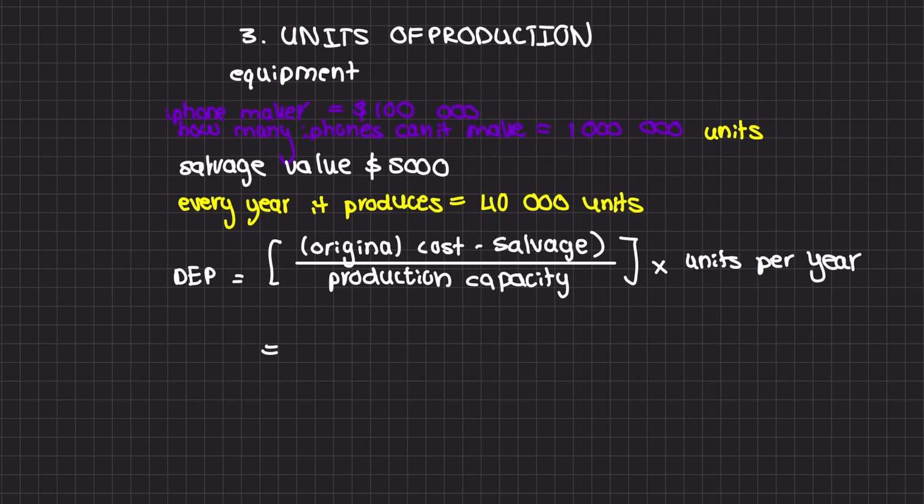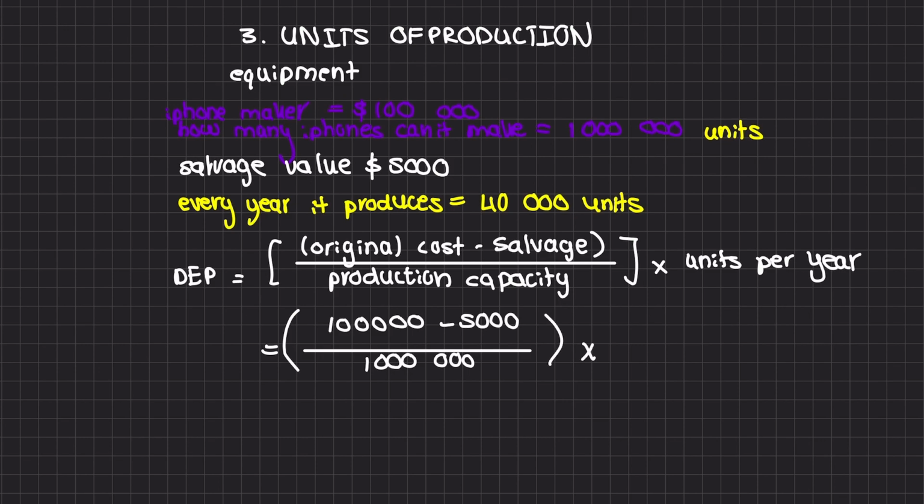And so we can say it's going to be 100,000 minus the salvage, which we said was about 5,000, divided by the production capacity, which we said was 1 million iPhones, times the units per year, 40,000. So now we're just inputting these numbers, and then we get $3,800. That is our final answer, and that is depreciation.